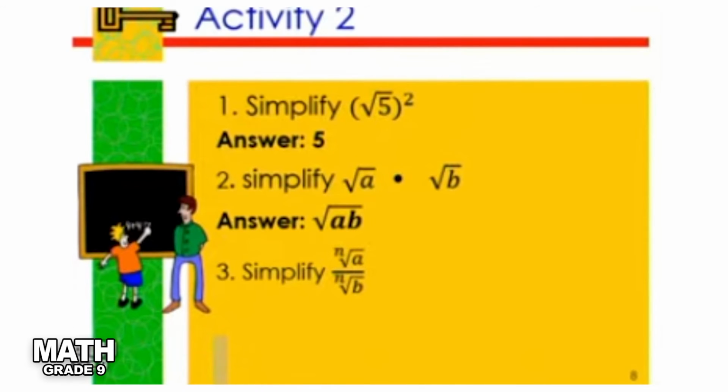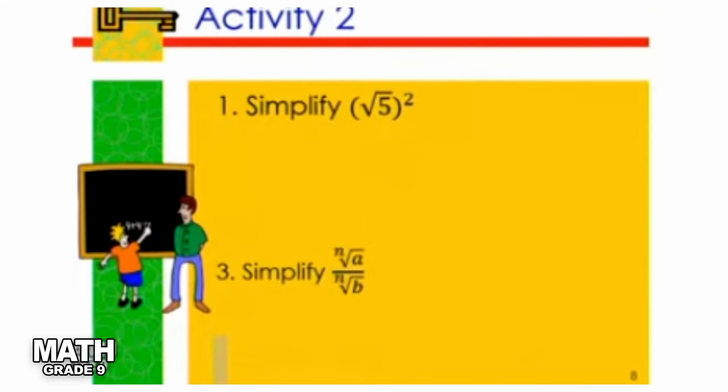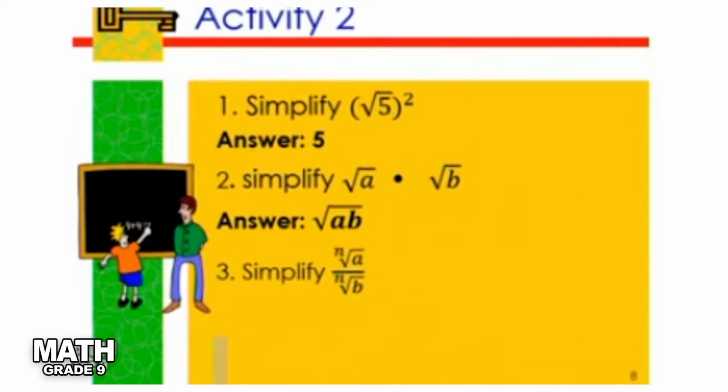Next, we have the square root of A times the square root of B. Simplify the square root of A times the square root of B. The correct answer is the square root of A times B. What law of exponent did we use? We used the power of a product rule.